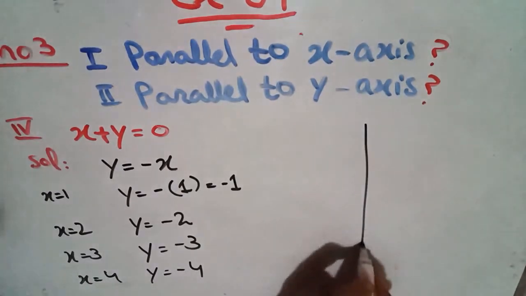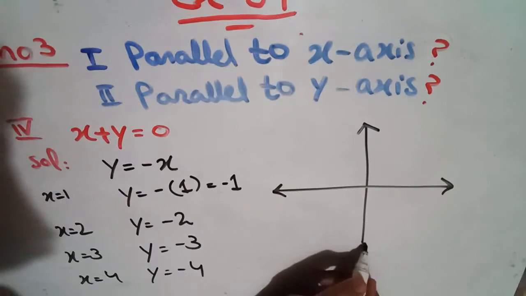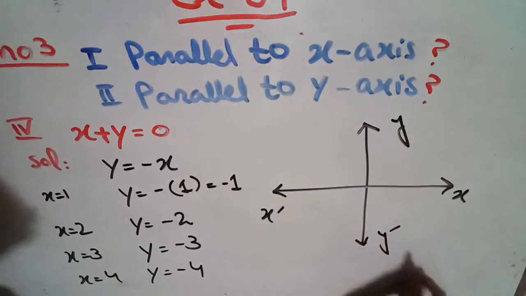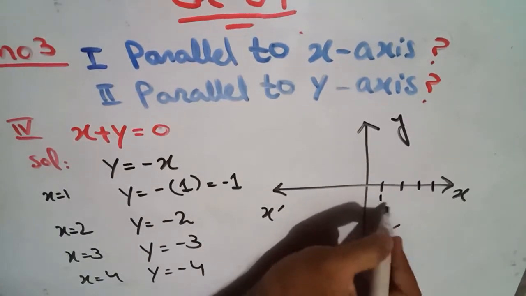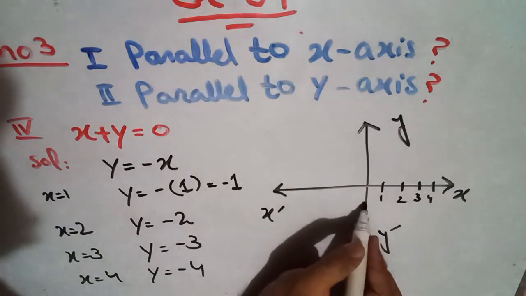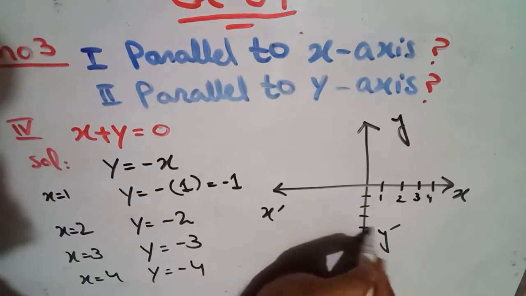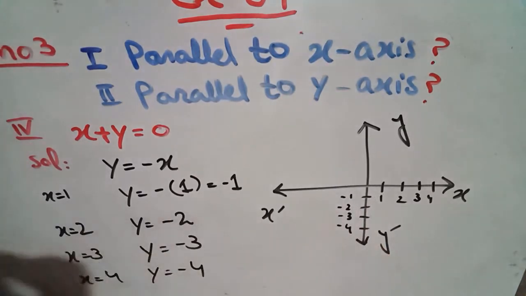When you draw it on the graph, x-axis, negative x-axis, y-axis, negative y-axis. So the value of x is equal to 1. There you have 1, 2, 3 and 4 values. The value of y will be negative, which means it will give you minus 1, minus 2, minus 3 and minus 4. So you can write minus 1, minus 2, minus 3 and minus 4 here. So let's just draw and then we will tell.